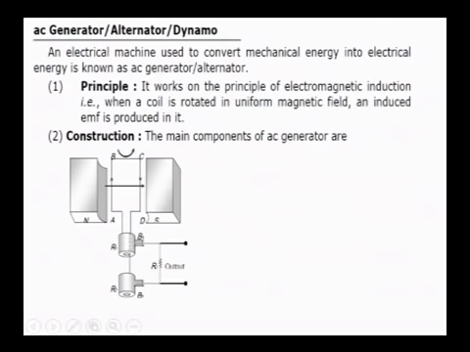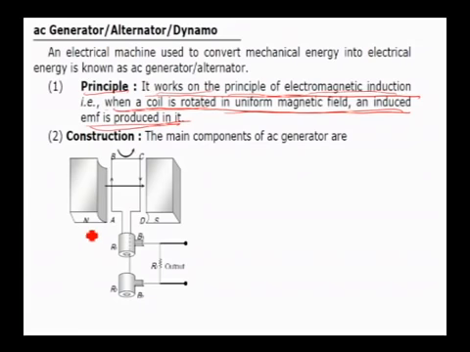Next we have an AC generator. AC means alternating current generator. It's an alternator or a dynamo. So I have a diagram here. The main principle of the AC generator is a conversion of mechanical energy into electric energy. The principle will be explained in this way. It works on the principle of electromagnetic induction, that is, when a coil is rotated in a uniform magnetic field, an EMF is produced in it.